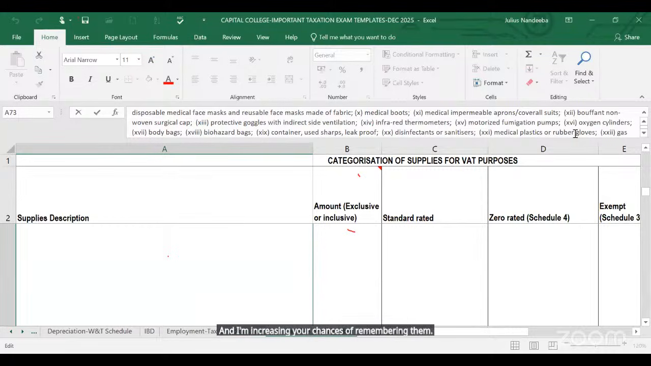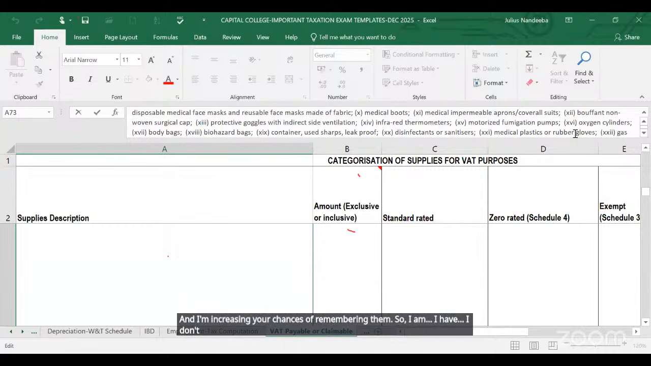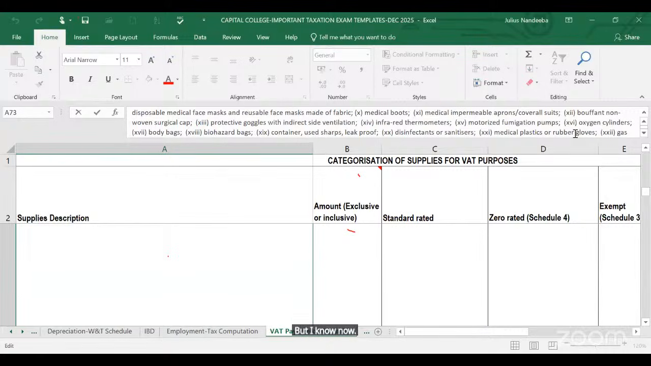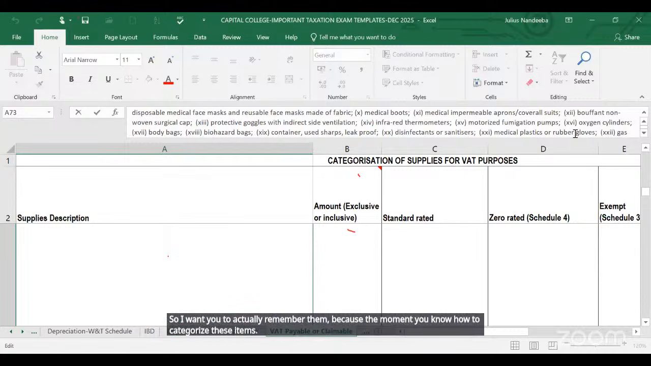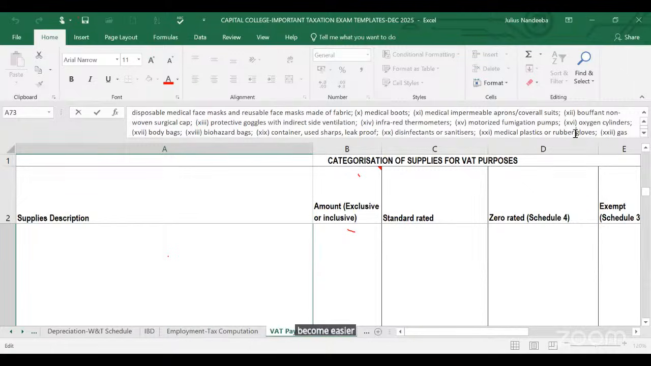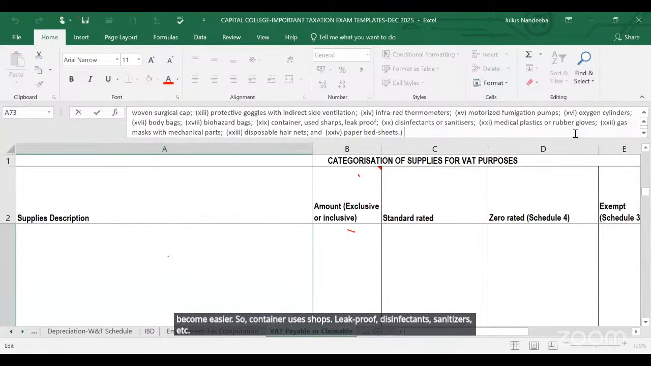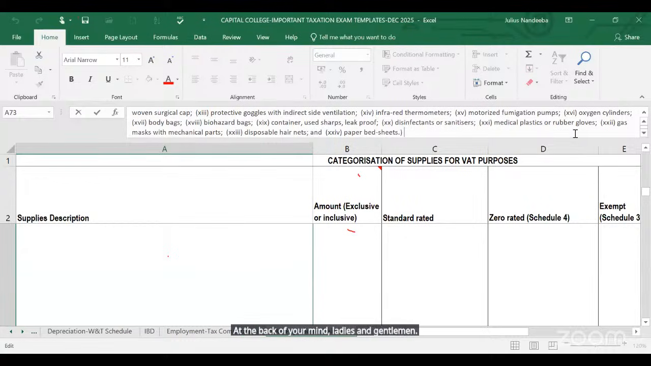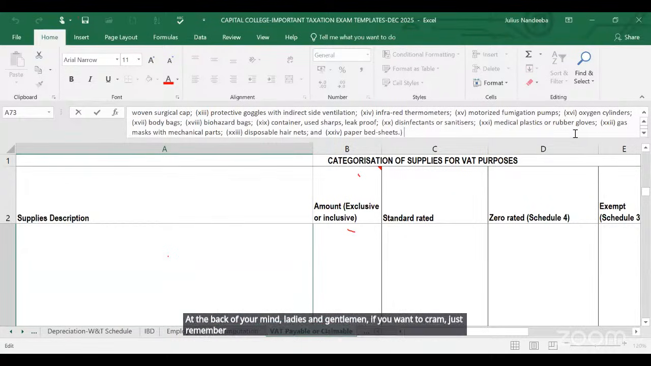So I don't normally take time to go through this list, but I know now you're wondering where are these items. So I want you to actually remember them because the moment you know how to categorize these items, the other computations become easier. So container used sharps, leak-proof, disinfectants, sanitizers, etc. At the back of your mind, ladies and gentlemen, if you want to cram, just remember if it's an equipment to do in the hospital, it's going to be exempt.